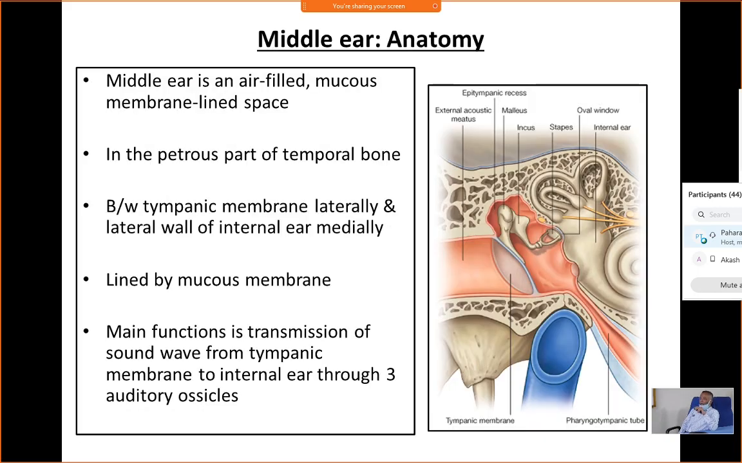Now come to the middle ear cavity. This is our middle ear cavity inside the petrous part of the temporal bone, and it is filled with air.